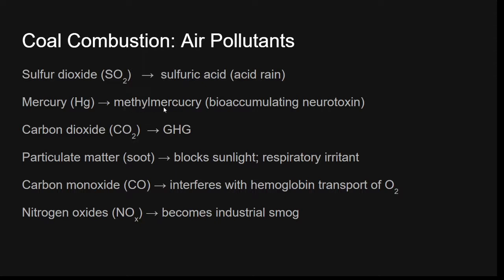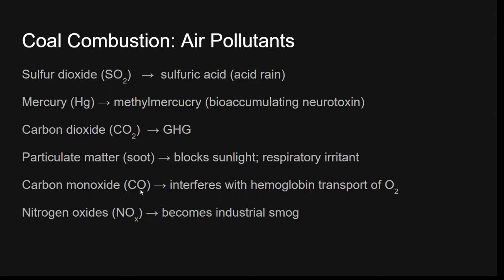Bacteria convert it to something called methylmercury. We need to know that that type of mercury, methylmercury, can become a neurotoxin, and we'll see some more about that. Anytime you're burning or combusting a carbon-based compound, you're going to get carbon dioxide, which we know is a greenhouse gas. Coal combustion also produces a lot of soot or particulate matter. It's the black smoke particles that are created, and that blocks sunlight and also acts as a respiratory irritant, so it can cause lung disease or exacerbate pre-existing conditions like asthma or COPD.